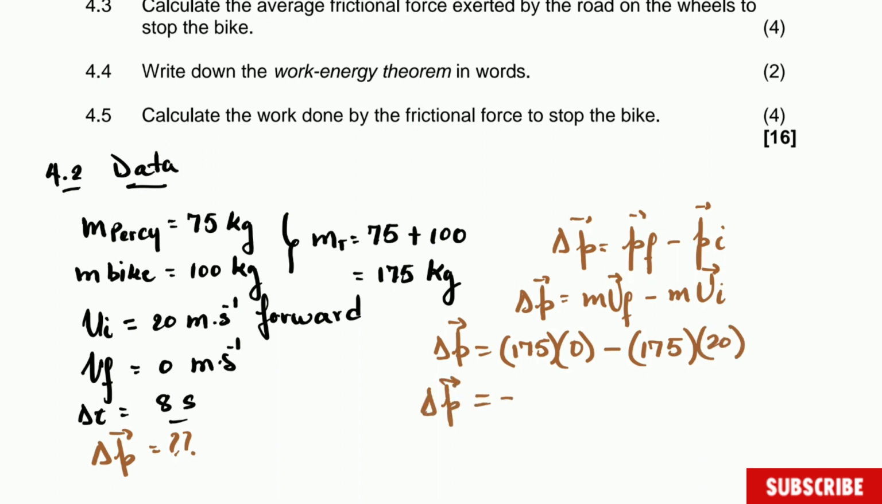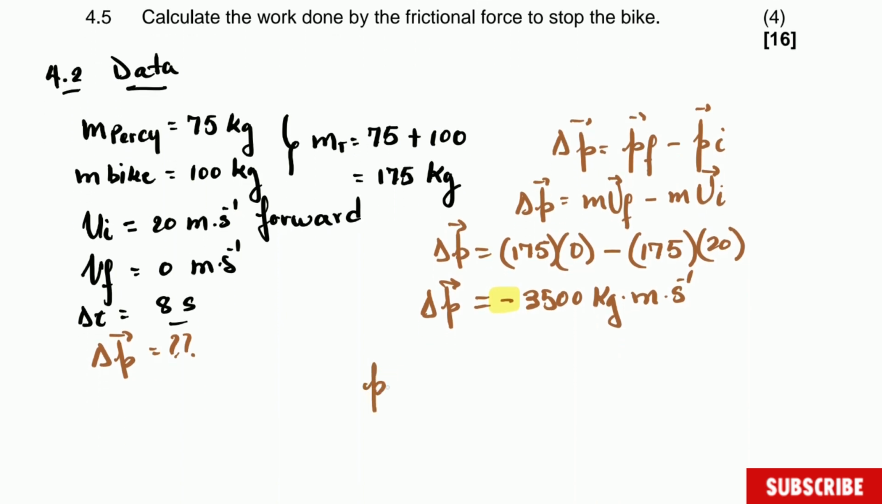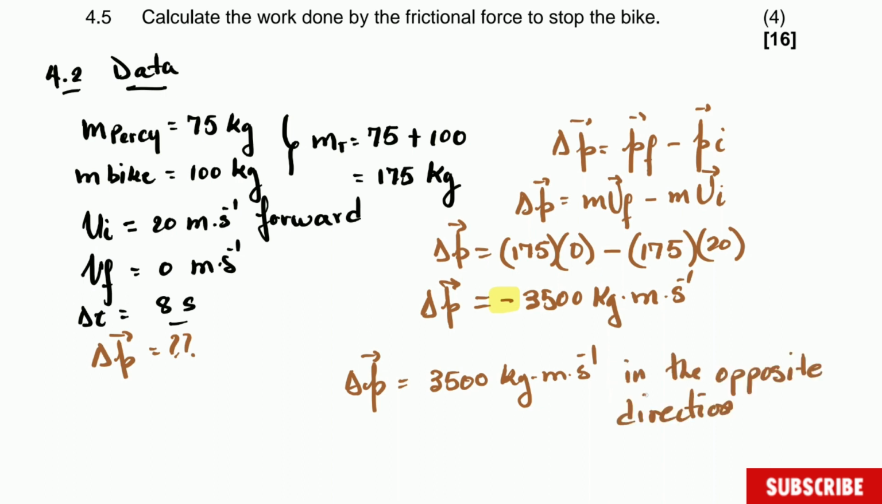You get that the final answer is negative 3,500 kilogram meters per second. This minus means direction. However, I am going to write it in words because sometimes you don't get the mark if you write it or leave it like that. So we are going to write change in momentum is equal to 3,500 kilogram meters per second in the opposite direction. All right, and this is the answer for question 4.2.